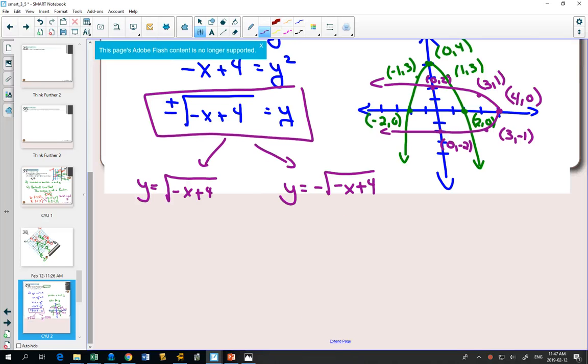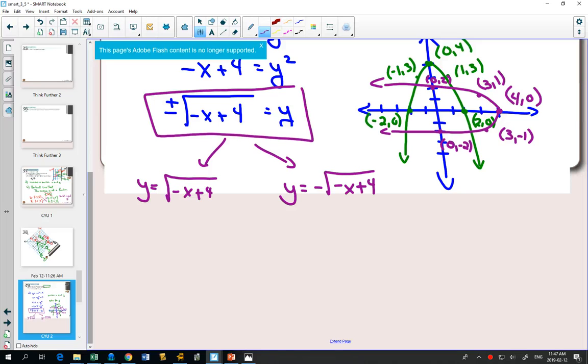What does the negative do? It's a reflection, horizontal or vertical reflection. It'll be a horizontal reflection, right? What about the plus 4? 4 up, 4 down, 4 left, 4 right. Okay.